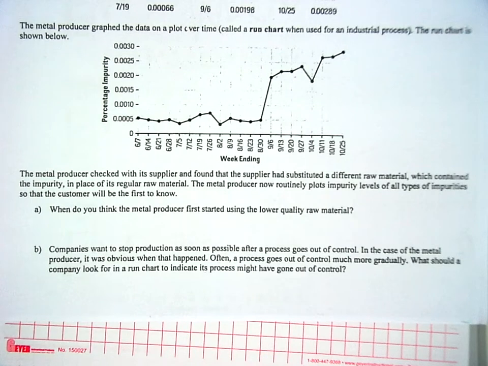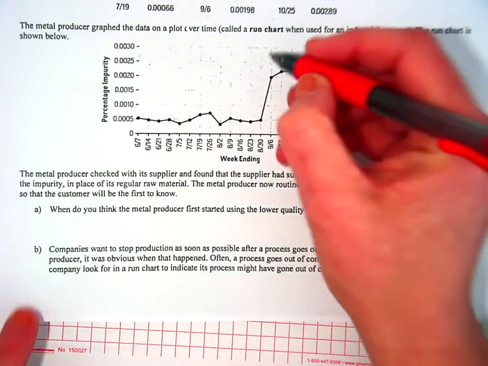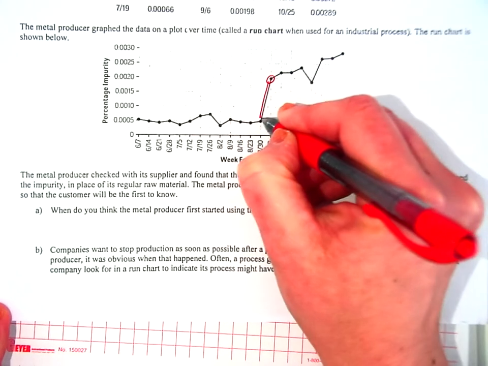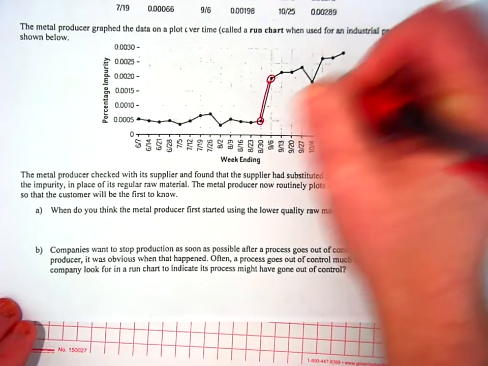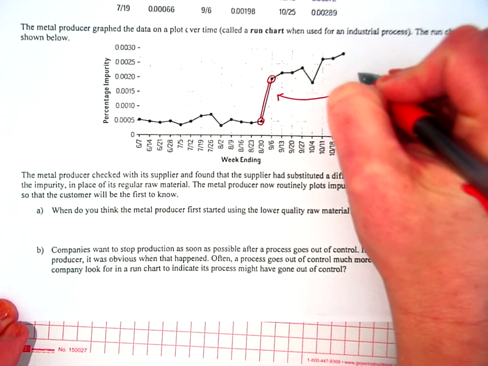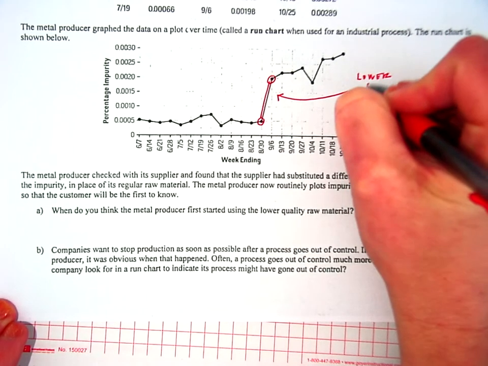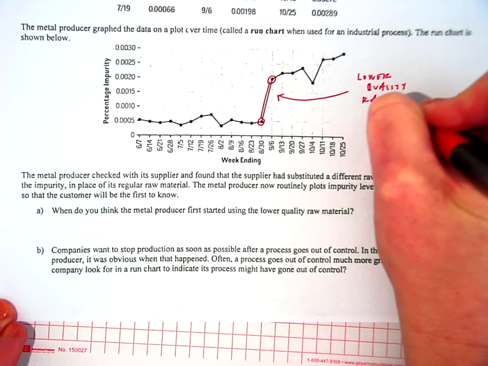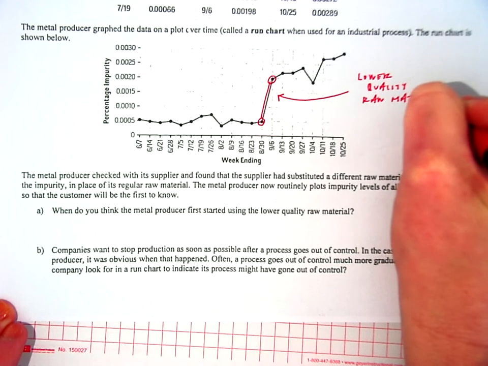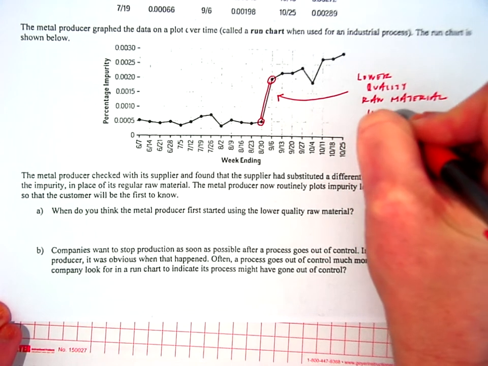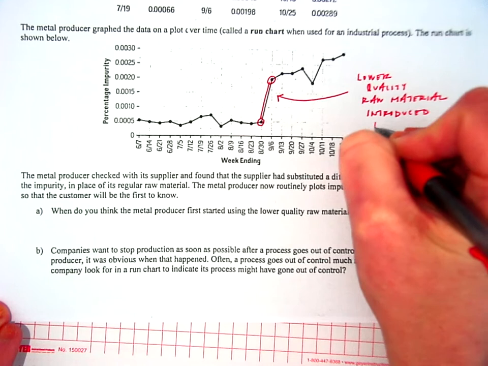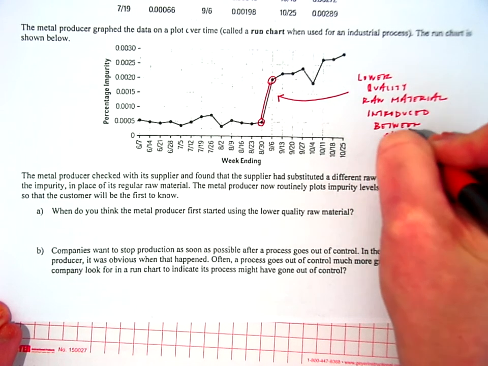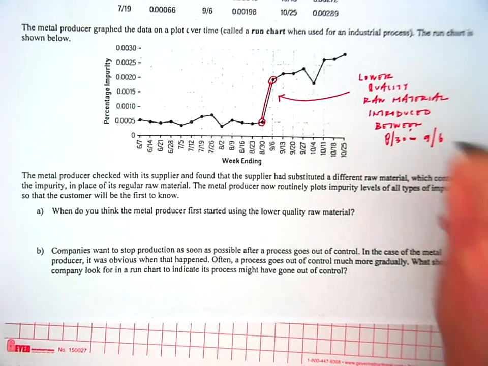Okay, this one should be pretty intuitive, pretty obvious, right? Somewhere in here, right where we see that big spike in our graph. So somewhere from this span of time, from here to here. So here I'm going to write a little note to self: a lower quality raw material must have been introduced somewhere between August 30th and September 6th, right? That's what it's looking like right there.